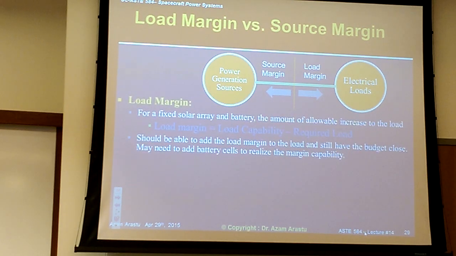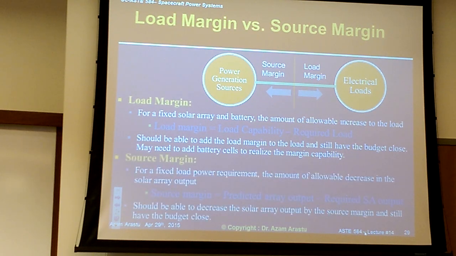So load margin is really for a fixed solar array, for a battery valve. Load margin is load capacity minus required load. What the total capacity is, minus that, is the margin. And you should be able to add the load margins to the load and still have the budget loads. And vice versa, the source margin is for a fixed load, a load power requirement. It is the amount of allowable decrease in solar array output: predicted solar array output minus required solar array output.